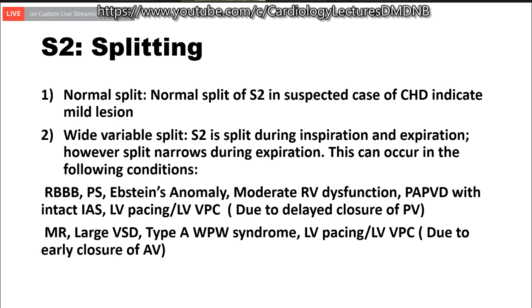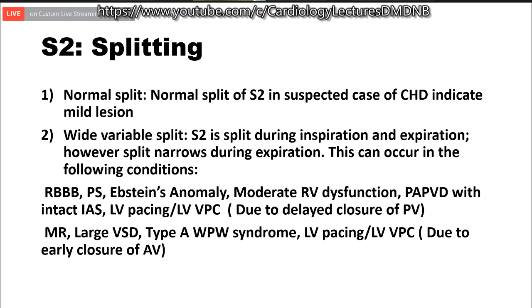Delayed closure of the pulmonary valve makes the pulmonary component later, and there can be wide splitting of the second heart sound. But the split can be moving normally. It is a variable split. Similarly, if the closure of the aortic valve occurs earlier, then also there can be a wide split.